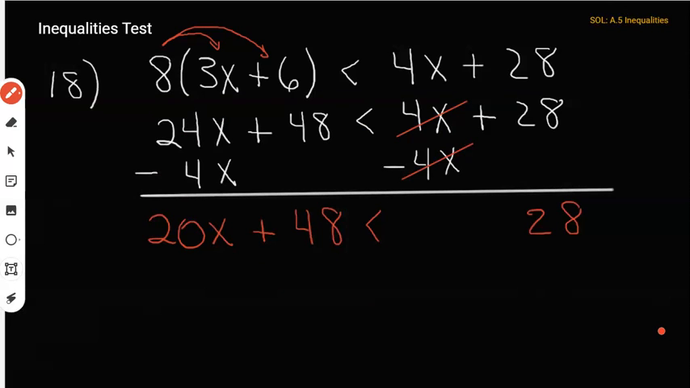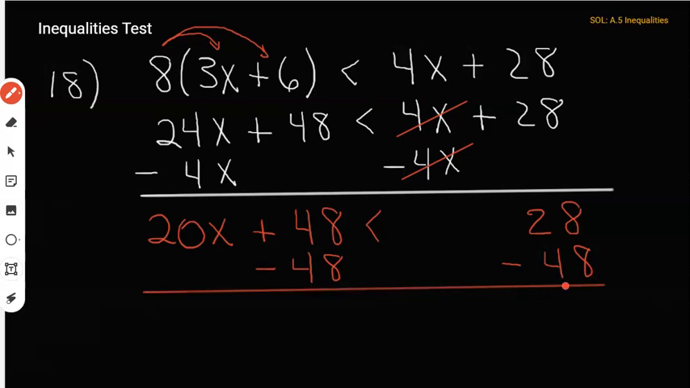So now I've got all the x's on the left side. Now I want to get all the regular numbers and put them on the right side. How can I do that? Yep. I'm going to subtract 48 from both sides. And that does not change the inequality symbol. So we still have a less than. Yep, -20. And they cancel out over here.